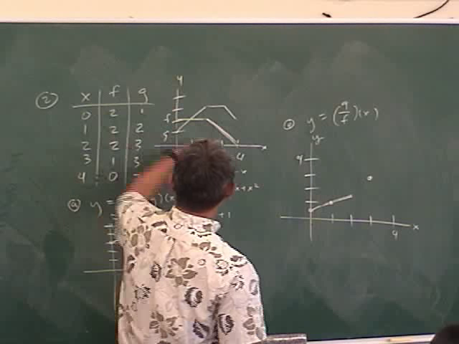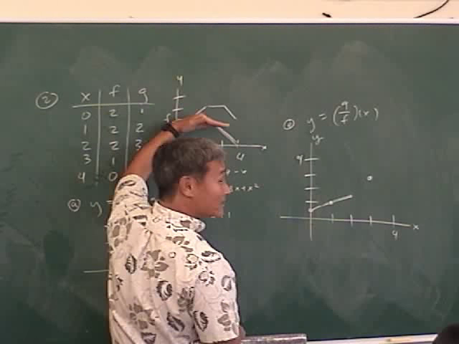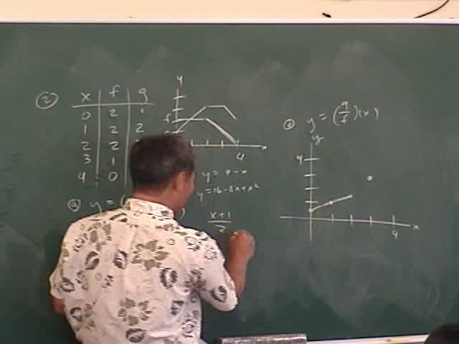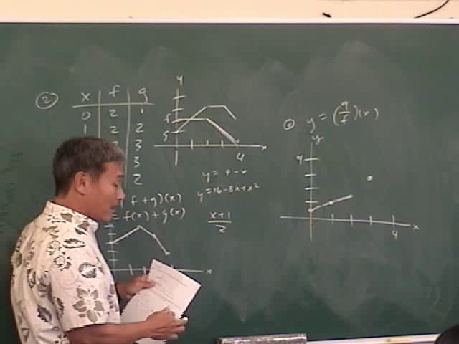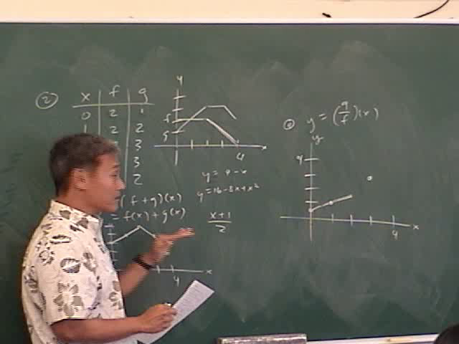And then, what about f? What is f? It's a constant. In fact, the exact equation is 2. So if you divide a linear function by a constant, it's still linear. So that's why you get a straight line.